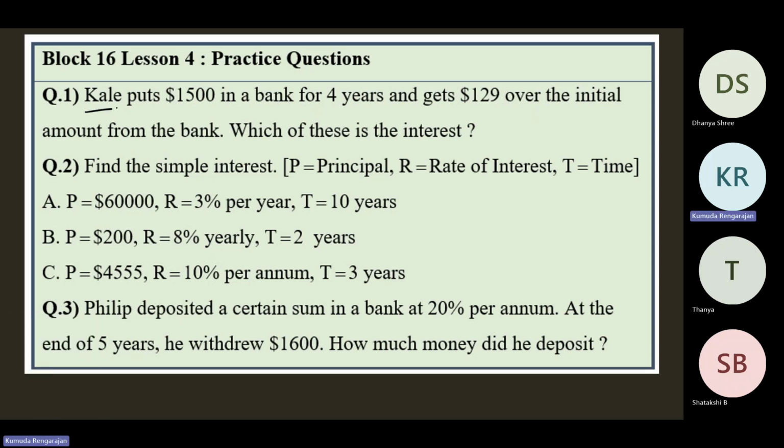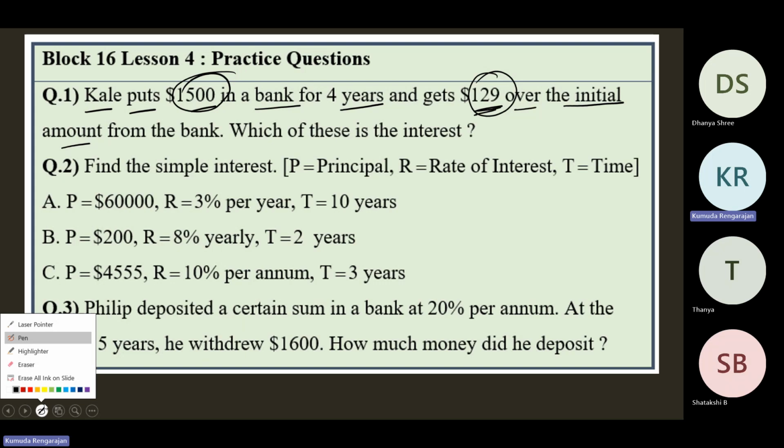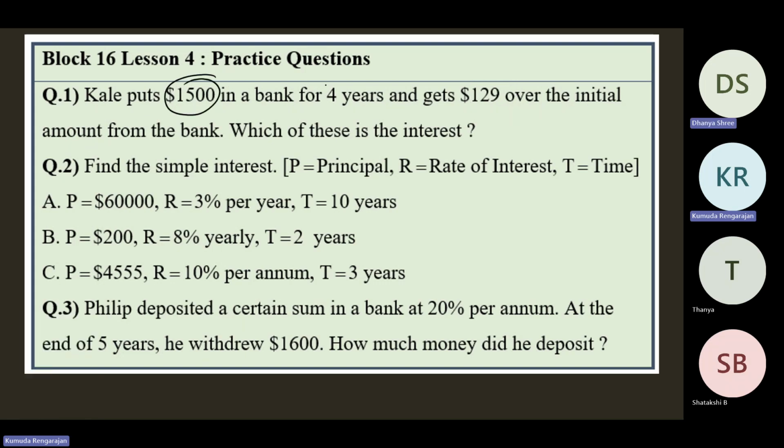So Kale puts 1,500 in a bank for 4 years and gets $129 over the initial amount. What's the initial amount? This is the initial amount. He gets $129 over the initial amount. That means this is the interest. Which of these is the interest? Meaning, is this the interest, or this, or this? That's the question.